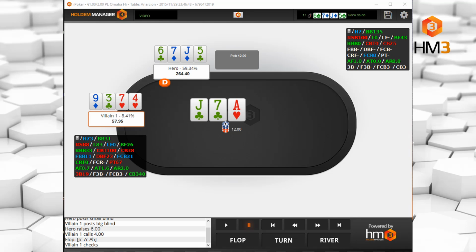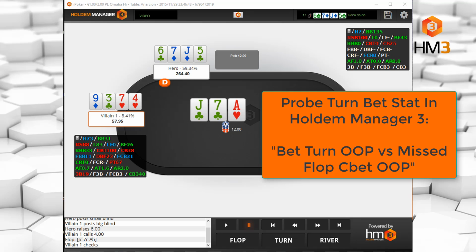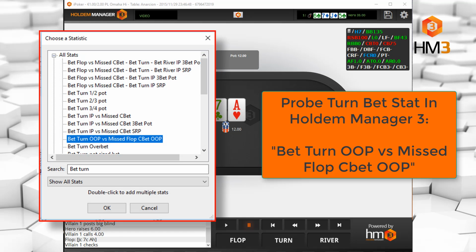In this video, I will analyze one of the most useful but underused HUD statistics, the probe turn stat. This stat is defined as the percentage of the time your opponent bets the turn after you raised pre-flop in position and did not continuation bet the flop. At first glance, this seems like a turn statistic, given it gives information as to your opponent's turn tendencies, but in reality it fundamentally governs your flop c-bet strategy.